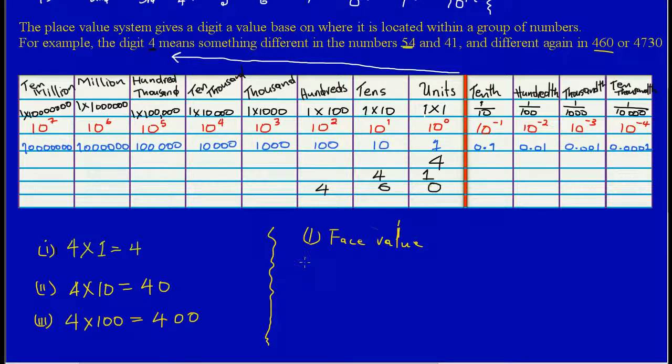Number 2, we said a digit has 3 values. The second value that a digit has is a place value. And number 3, the third value of a digit is, it has a value. So a digit has three values: a face value, a place value, and a value.